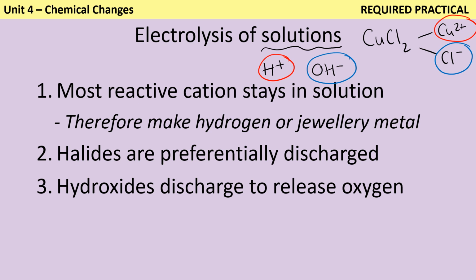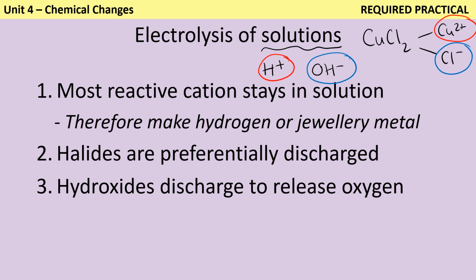So our first rule is that at the cathode, the most reactive cation stays in solution. So this means that the only cations that can be discharged are hydrogen ions, in which case we would get hydrogen gas, or metals less reactive than hydrogen. And a good way to remember these, although you couldn't describe it like this on the exam paper, is that they are metals that are good for making jewellery. So copper and silver and gold and platinum. They can be extracted from solutions using electrolysis. Anything more reactive can't, and you'll just produce hydrogen.